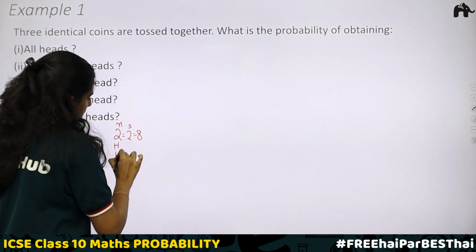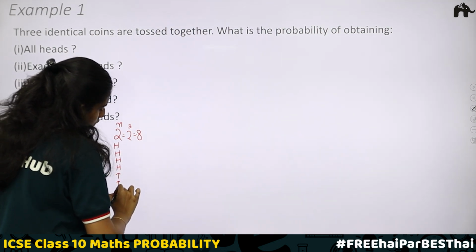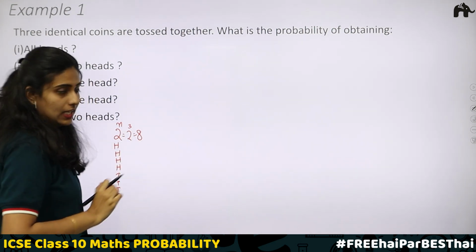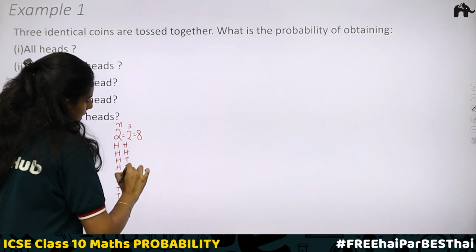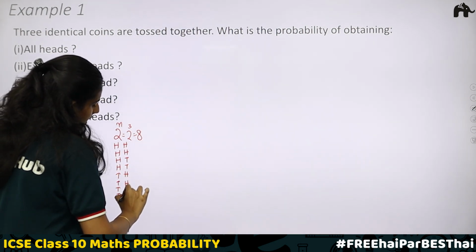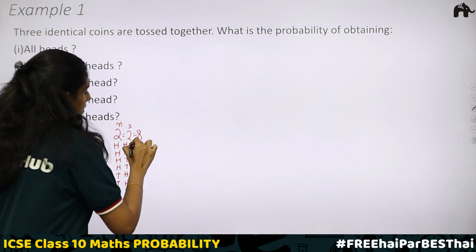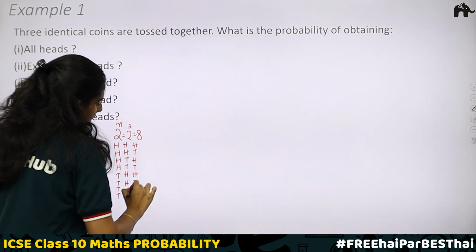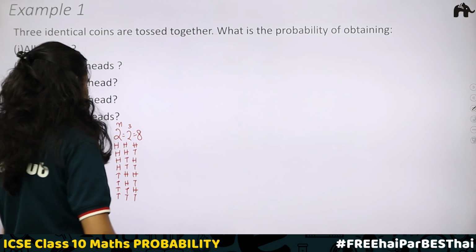When head comes first, you will be having 4 outcomes. When tail comes first, you will be having 4 outcomes. So, write like this: 4 head, 4 tail. For the second coin, head, head, tail, tail, head, head, tail, tail. This is how you will be making a combination. Next, third coin, head, tail, head, tail, head, tail, head, tail. So, these are the 8 outcomes possible.